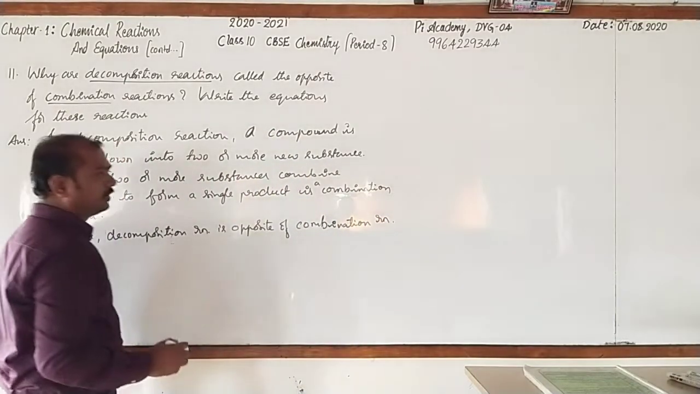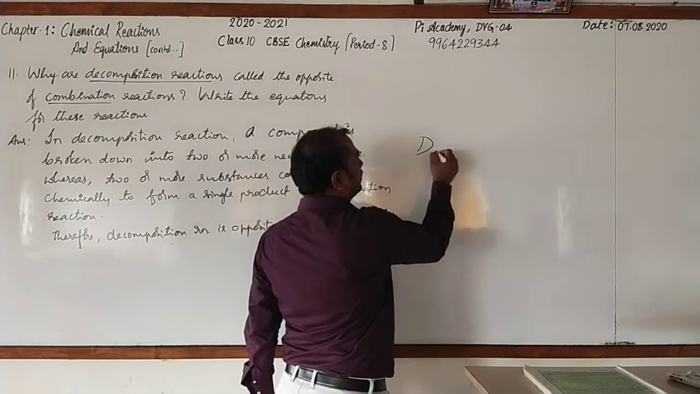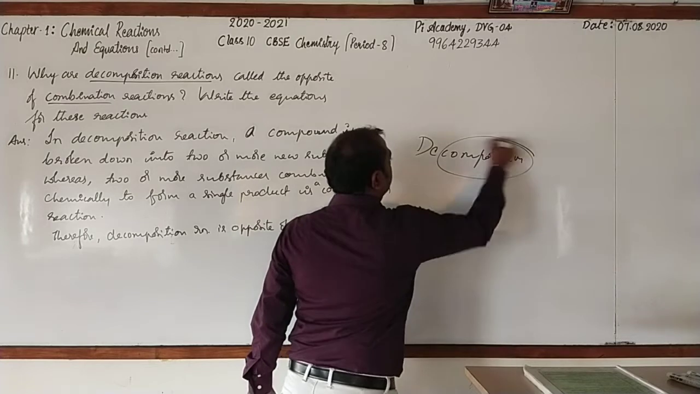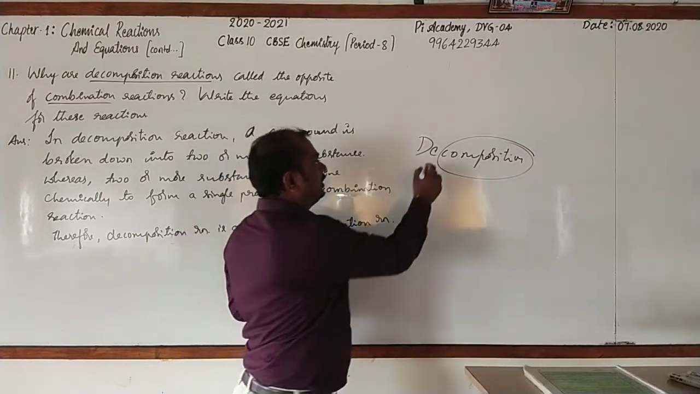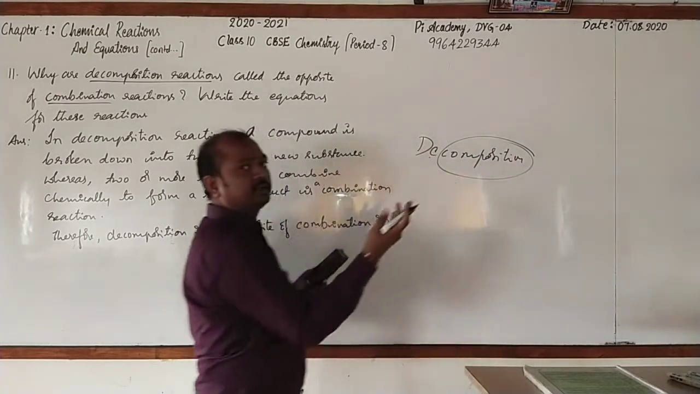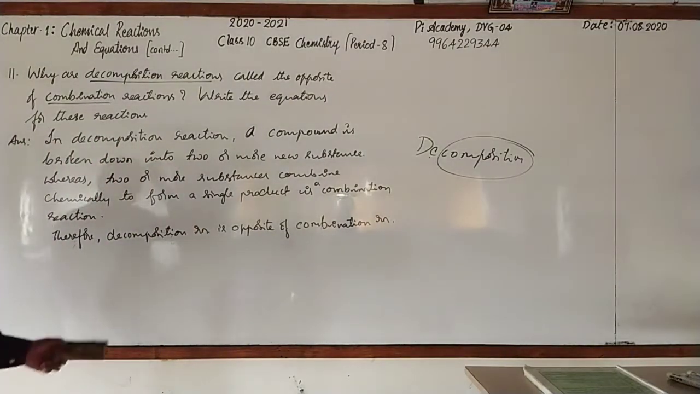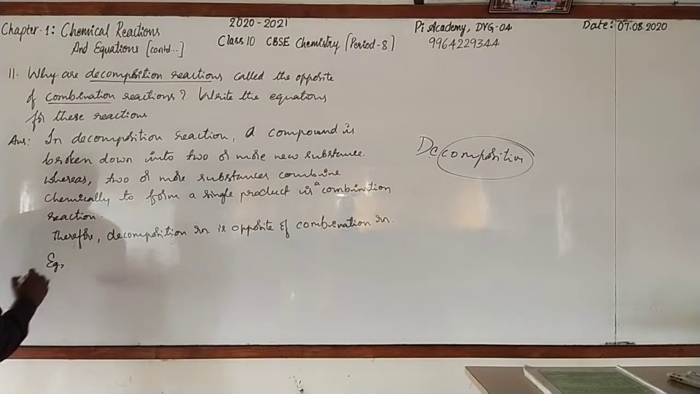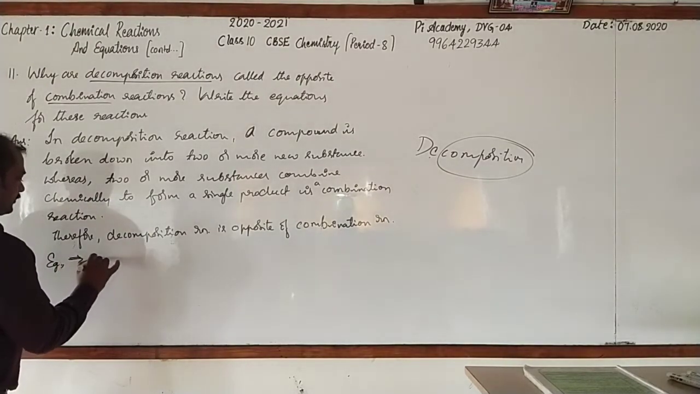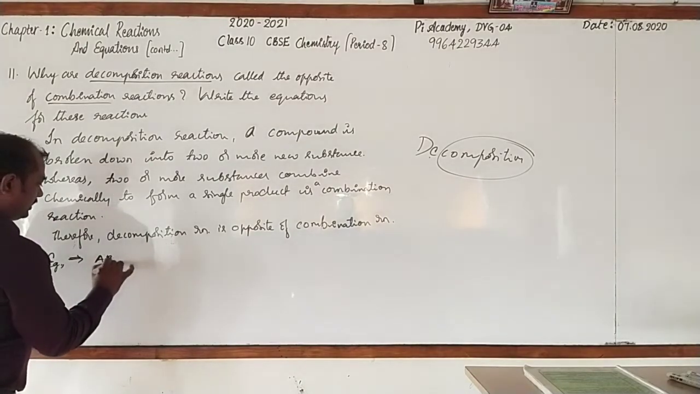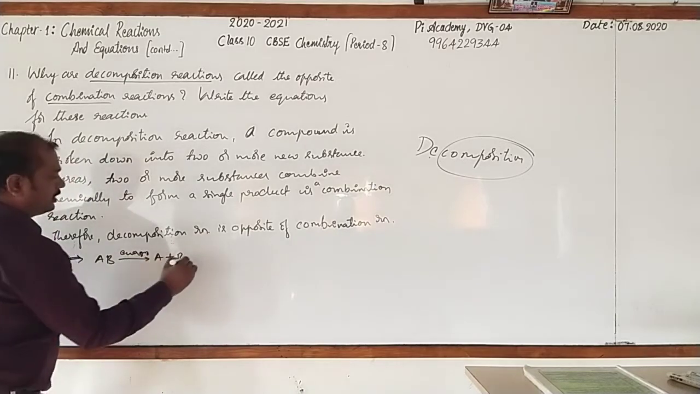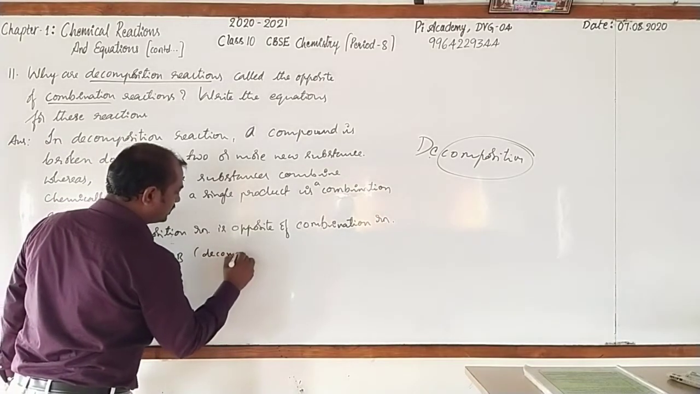See that in the word decomposition, here only you can come to know. See, composition, combining; decomposition, splitting. That's why it is the opposite of combination. Now, before going to give an example, I'll give you the general form. General form is AB gives rise to A plus B. It uses energy for decomposition. It is decomposition.